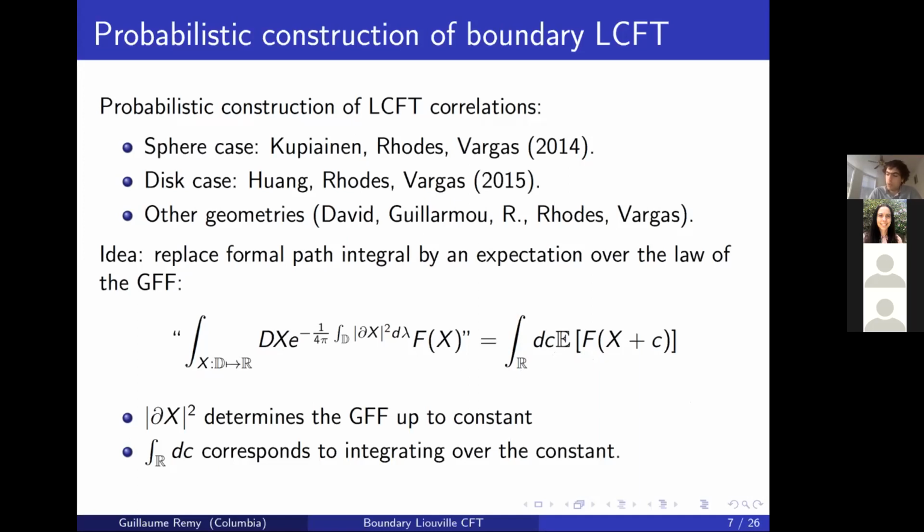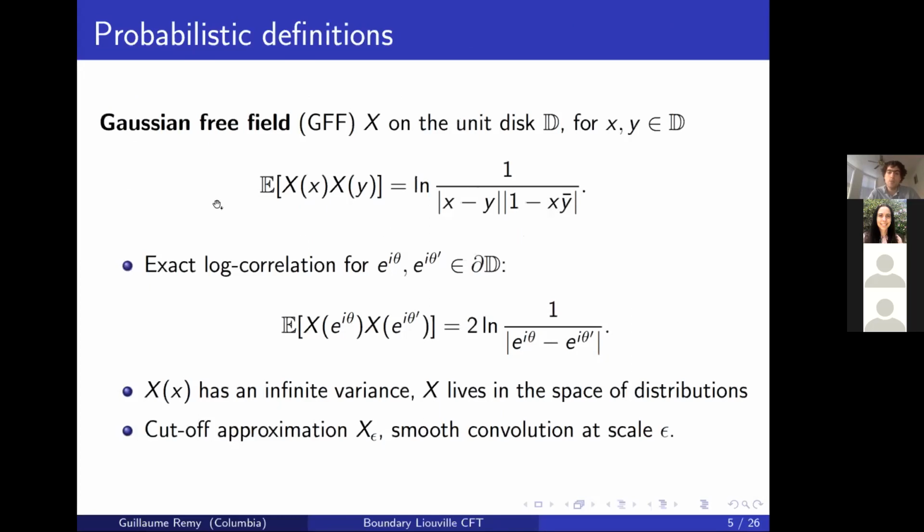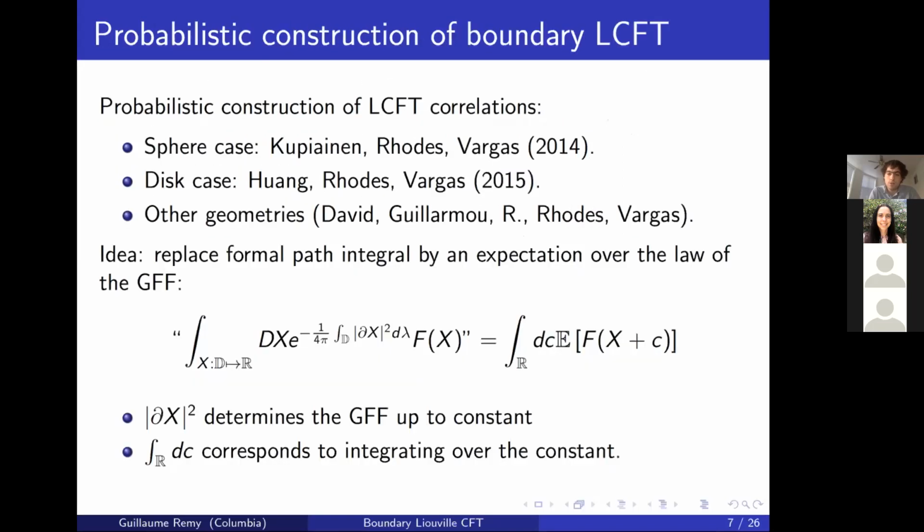And then there's one additional subtlety, which is that this field, you see, the gradient squared can only determine a field up to a constant. So our GFF is in a sense only determined up to a constant. And in this definition here, it's normalized. When you write this covariance, you have a choice of normalization, which is zero average on the unit circle. And so actually, to remove this dependence on your choice of constant, you integrate over the constant, over the average of the field if you want.